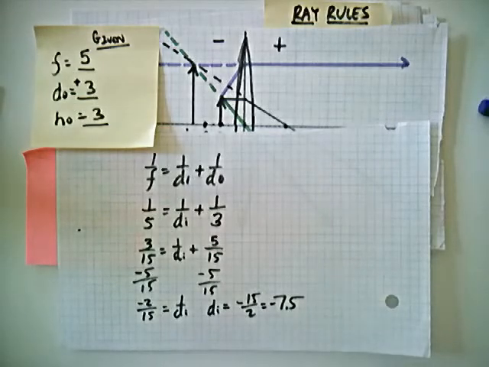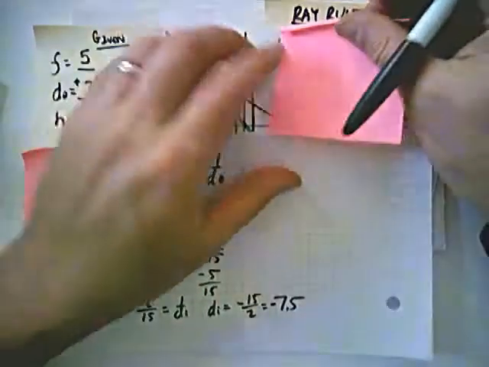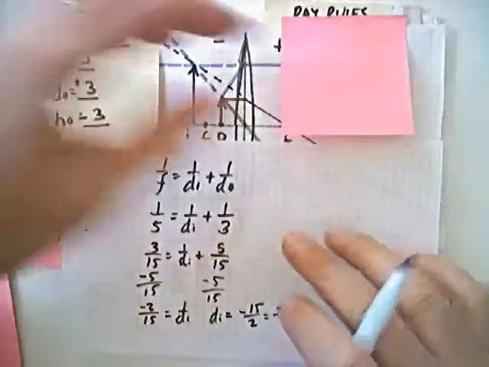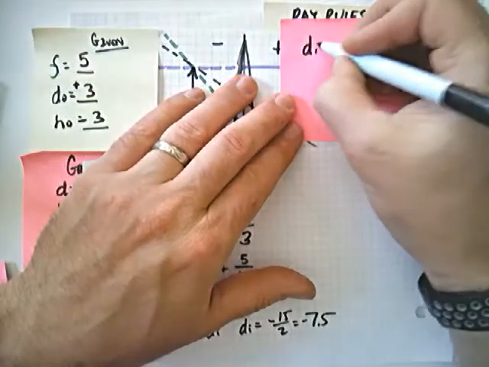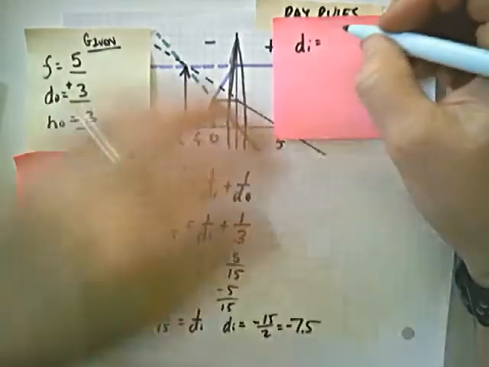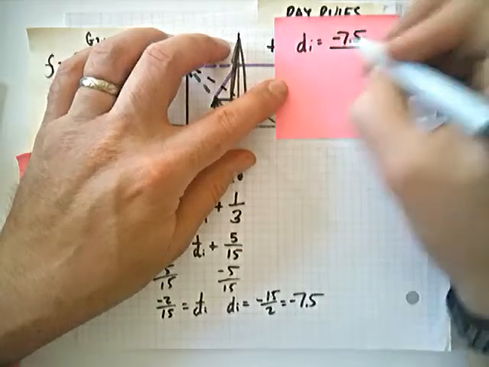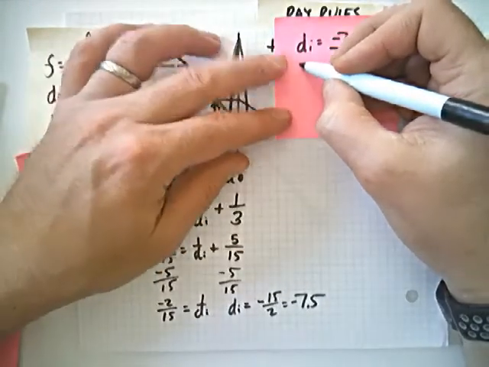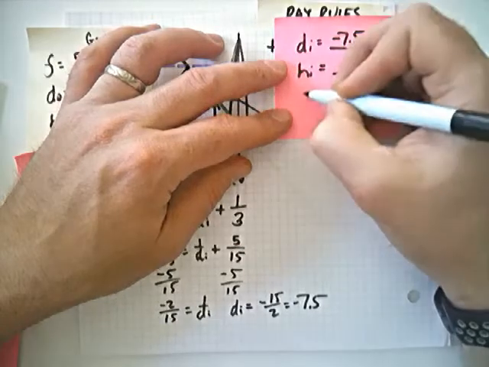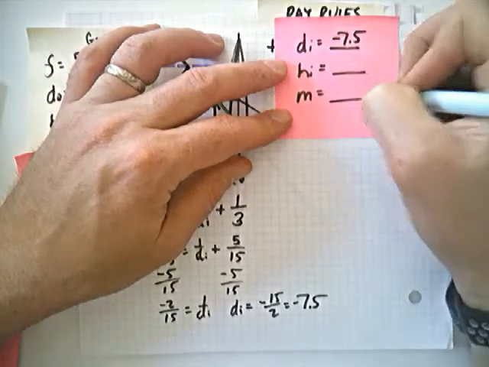Whoops. Looks like I was off a little bit. So, how far off was I? When I did it before, I said it was negative 6.25. Turns out it was actually negative 7.5. Now let's find the other things, like magnification.